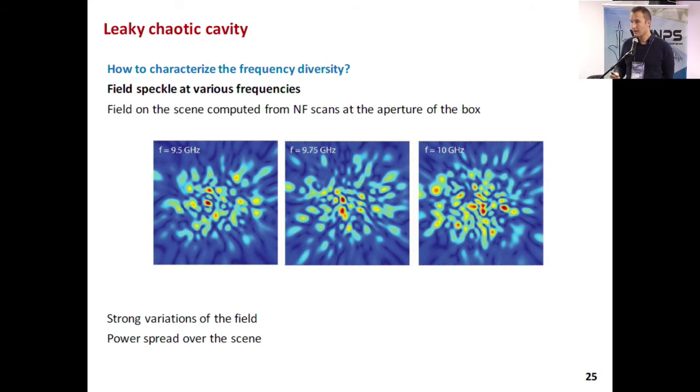Another way to see it: now we propagate this field at the outside of the box to a distance on our scene that we want to image, and if we look at the impinging electromagnetic wave, this is the pattern that we get. They are varying a lot at different frequencies. And also one thing to point out is that we don't have a focused beam as traditionally for imaging systems, but we have the power that is quite spread, which is important because we would like to image the whole scene.